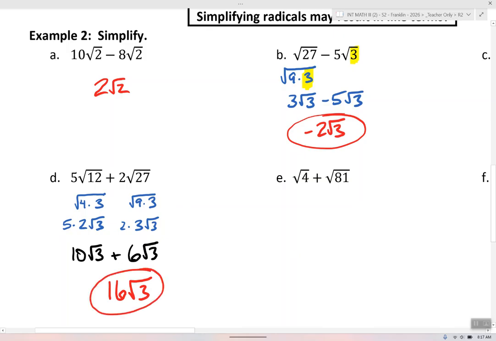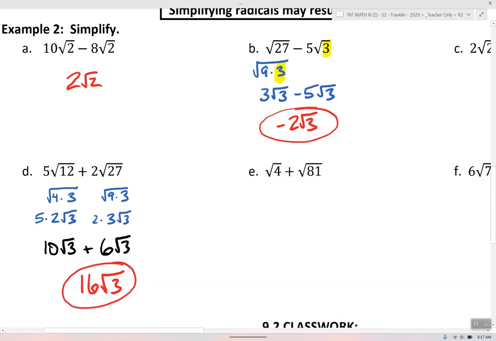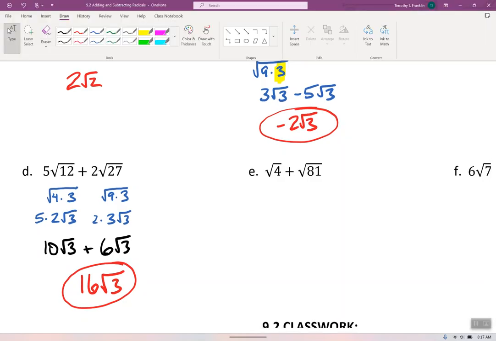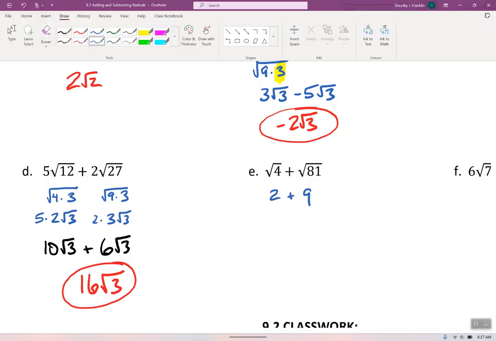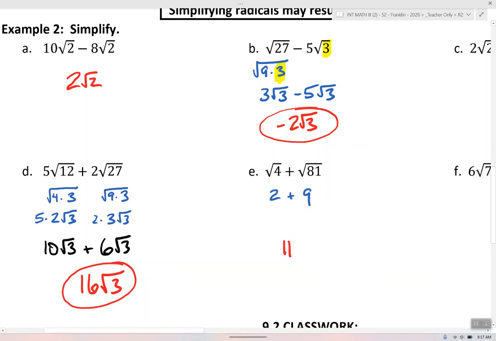Okay, so it is a process, but you can look at a radicand that has a perfect square factor, and you can take the square root of just that part of it. Example E, square root of 4. I can simplify that. That's a 2. Plus the square root of 81 is 9. And 2 plus 9 is 11.